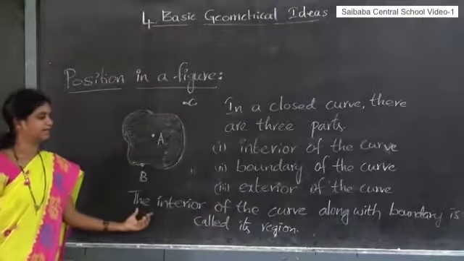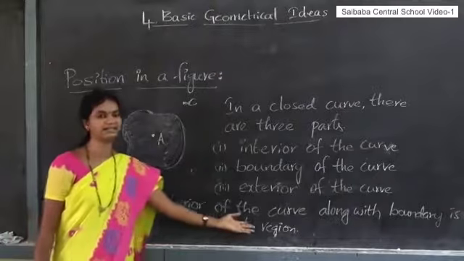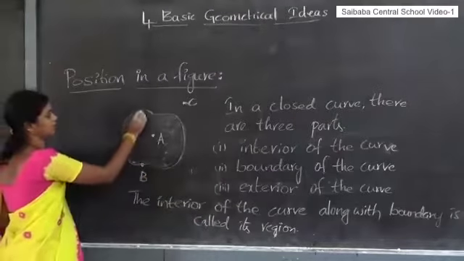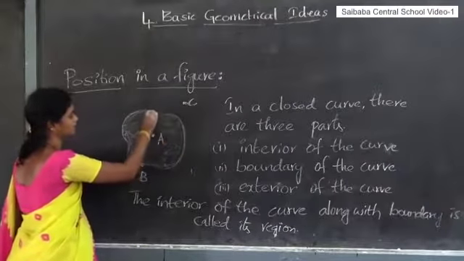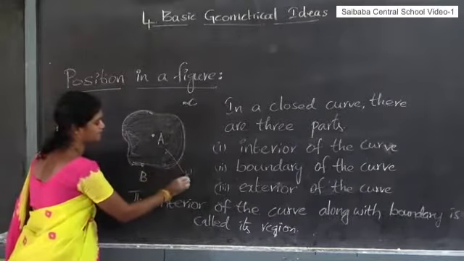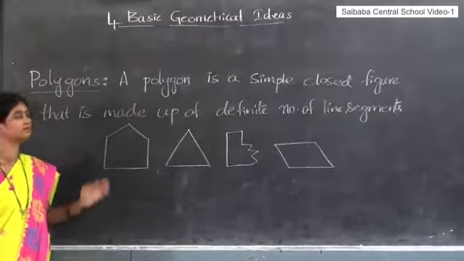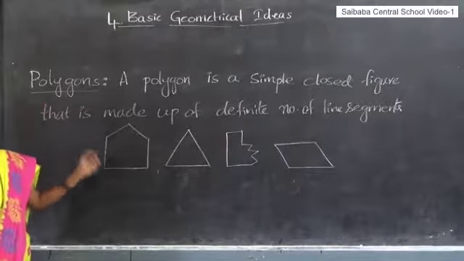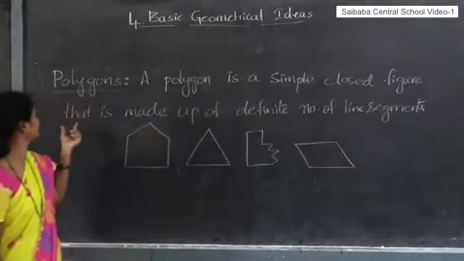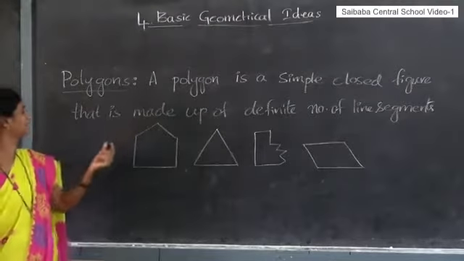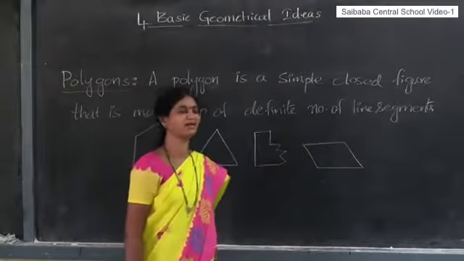Next, the interior of the curve along with the boundary is called its region. So the interior part along with its boundary, if you take, is called the region. Next is polygons. A polygon is a simple closed figure that is made up of a definite number of line segments.